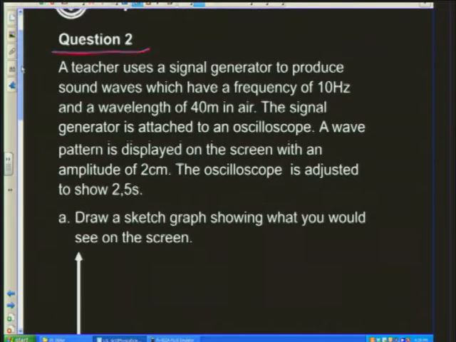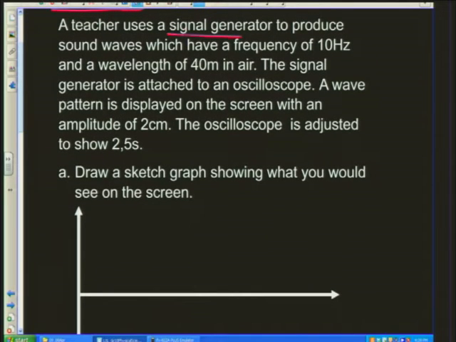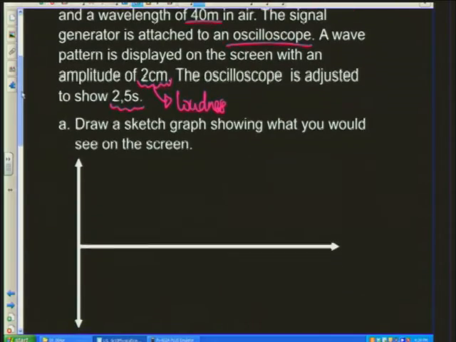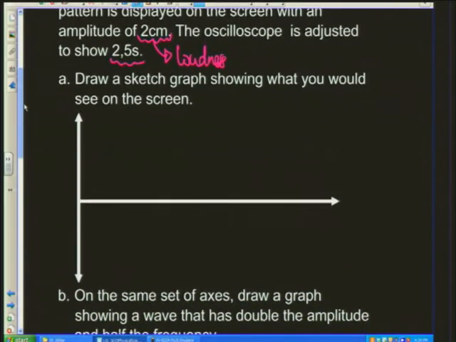A teacher uses a signal generator to produce sound waves which have a frequency of 10 hertz. So we've got 10 hertz frequency and a wavelength of 40 meters in air. The signal generator is attached to an oscilloscope. A wave pattern is displayed on the screen with an amplitude of 2 centimeters. Remember what I said about the amplitude? It relates to the loudness of the sound. The oscilloscope is adjusted to show 2.5 seconds. All right? Now 2.5 seconds, draw a sketch graph showing what you would see on the screen.